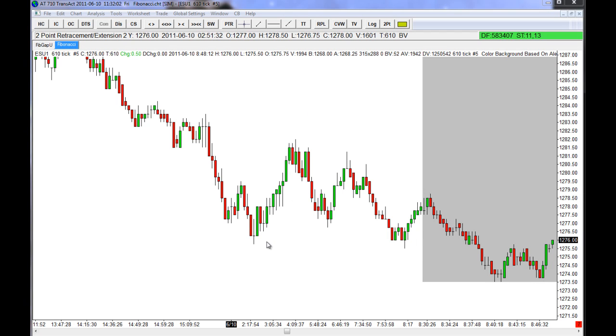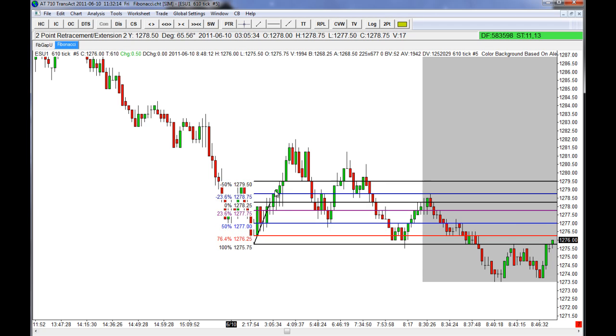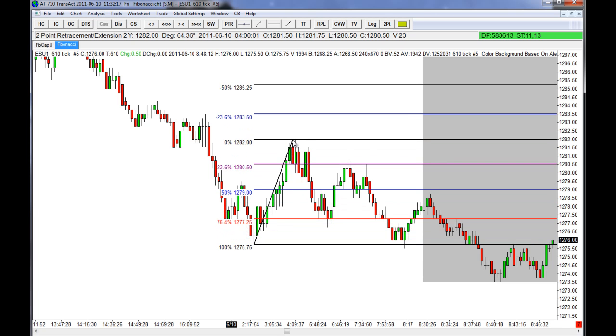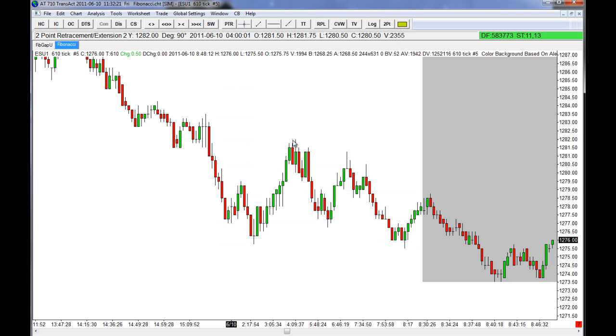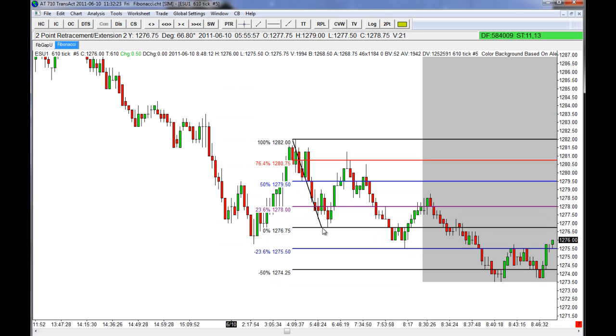Just want to show in this video how I drew my fibs for June 10th. When analyzing the pre-market hours, it started to look like it was going to be like yesterday. I drew my first fib from here to here. As you can see, the 76.4% line broke. Then from this high to this low, again the 76.4% line broke.